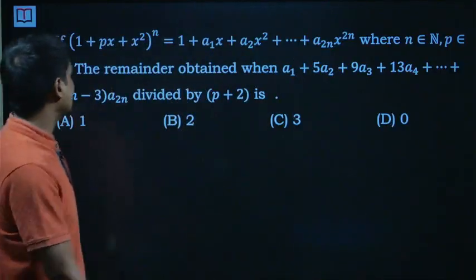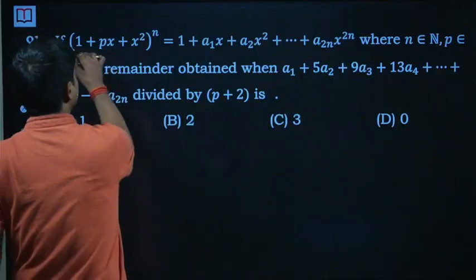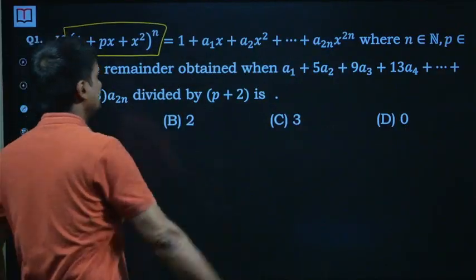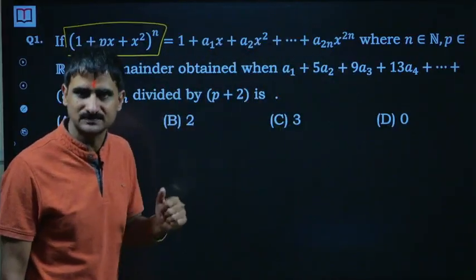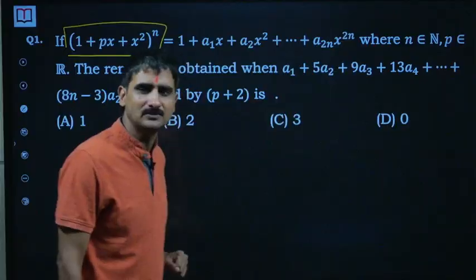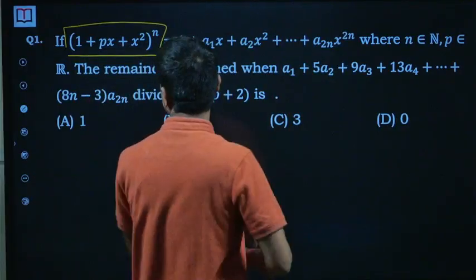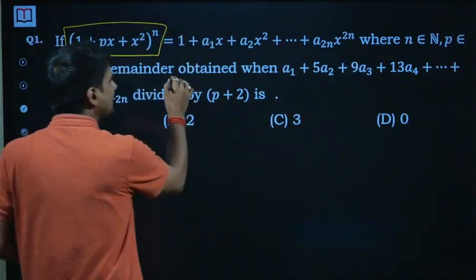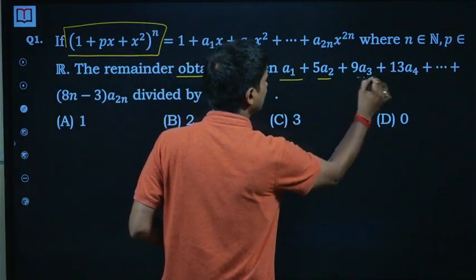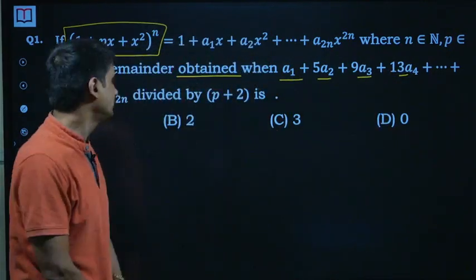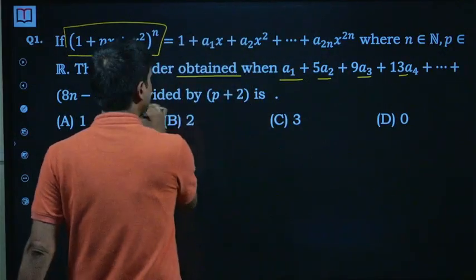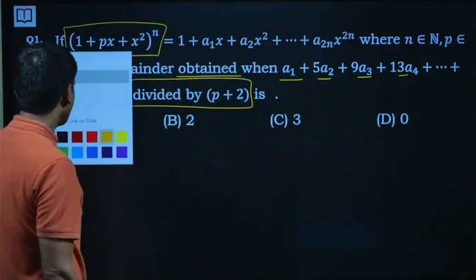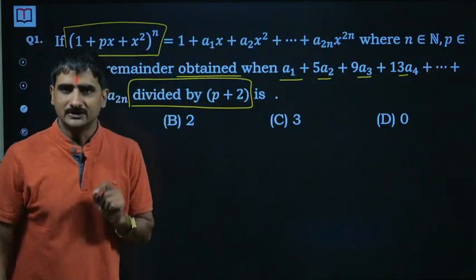So let's start. The first question is: (1 plus px plus x square) raised to the power n. Of course, the highest degree term will be x raised to the power 2n, so it's written in the polynomial form. n is a natural number, p is a real number. The remainder obtained when a1 plus 5a2 plus 9a3 plus 13a4 and so on, up to (4n minus 3) a2n, is divided by p plus 2. Now what do you think? What shall we do here?